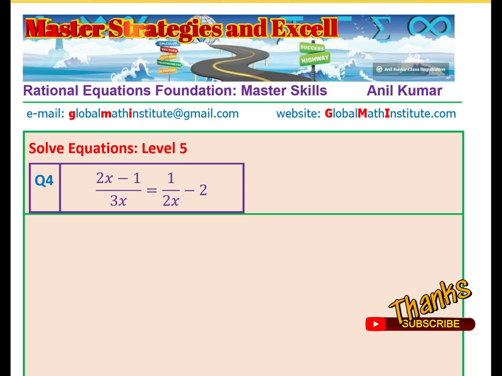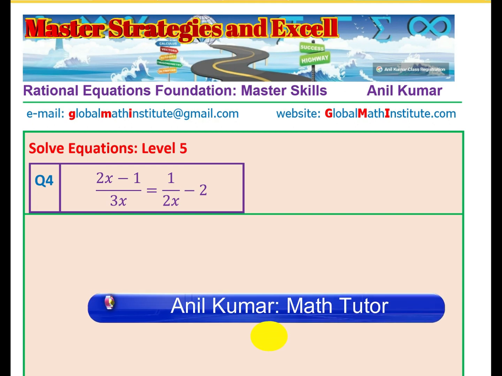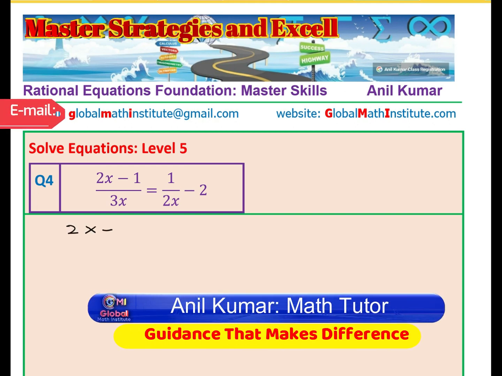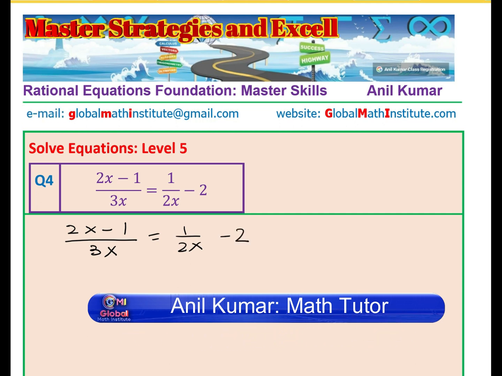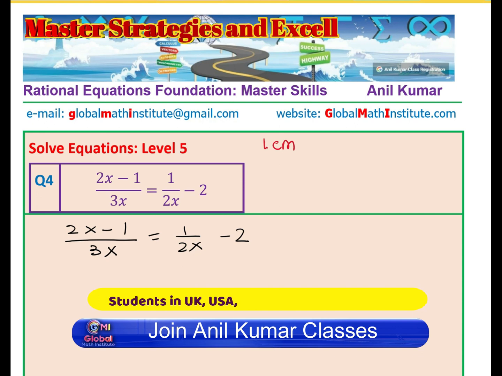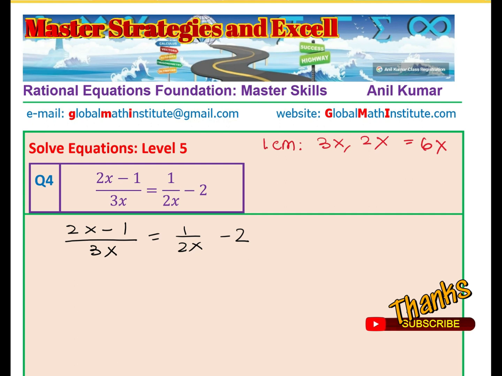Here is the fourth question. We see that this time it looks slightly different. We are now working with 2x minus 1 divided by 3x. Let's rewrite this. We have 2x minus 1 divided by 3x equals 1 over 2x minus 2. But the strategy is exactly the same. What is the LCM? We have to find the LCM of the terms 3x and 2x. Clearly it is 6x. So we'll multiply each term by 6x. Let me write 6x on the side here for each one.